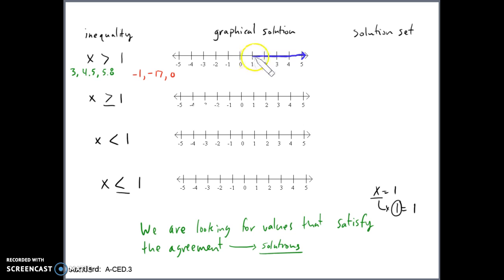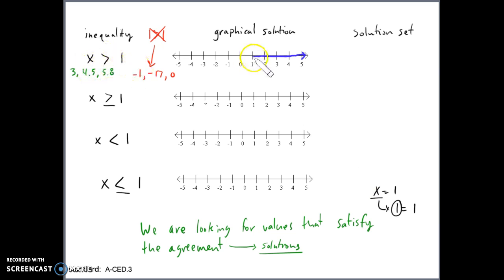Do we highlight, or do we draw the line where 1 is? Well, we have to consider, does 1 make the inequality a true statement of inequality, or does it not? So if we have the inequality x is greater than 1, is 1 greater than 1? No, it is not. It is not considered to be a solution because 1 is equal to 1, and it's not saying anything about it being equal.